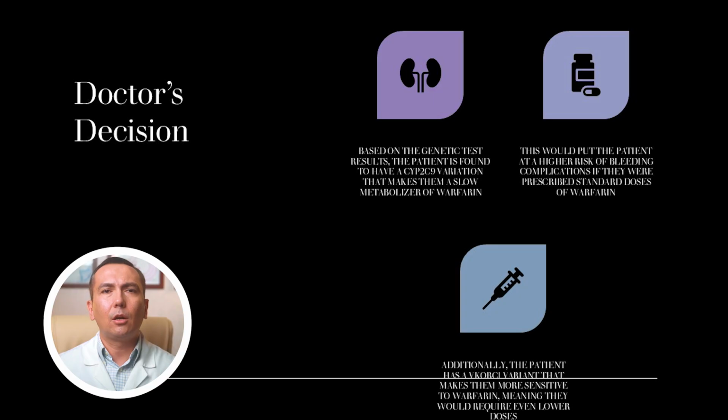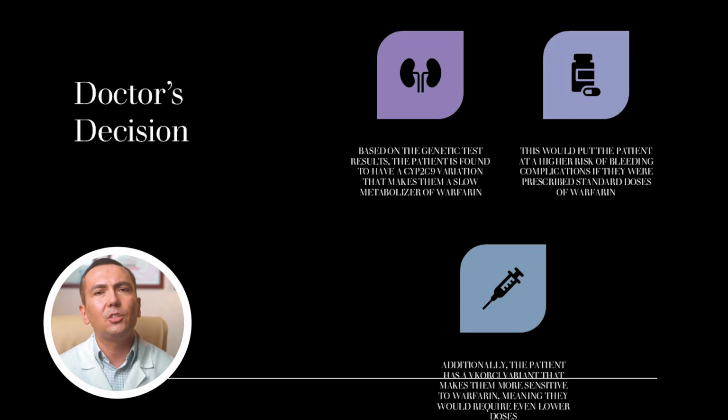Doctor's decision. Based on genetic test results, the patient is found to have a gene variation that makes them a slow metabolizer of warfarin. This would put the patient at a higher risk of bleeding complications if they were prescribed a standard dose of warfarin. Additionally, the patient has a VKORC1 gene variant that makes them more sensitive to warfarin, meaning they would require even lower doses.